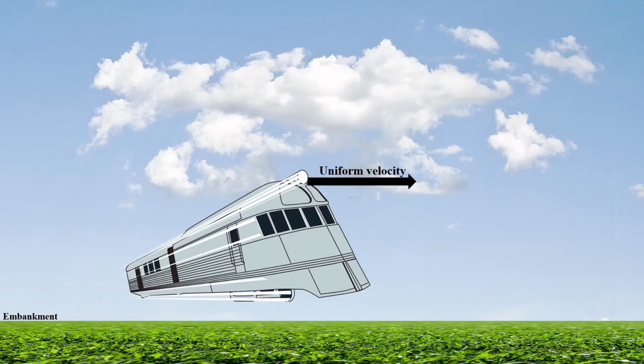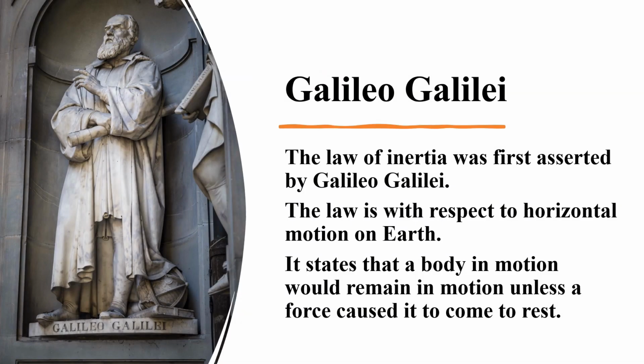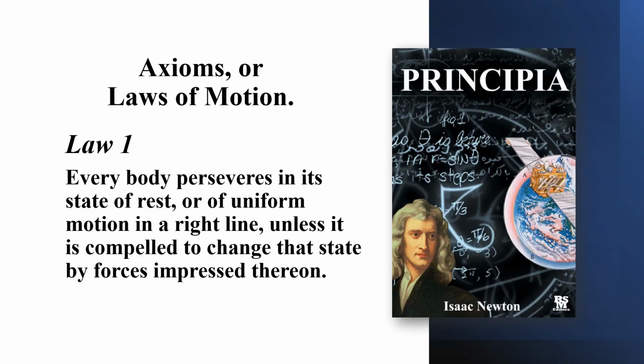The forthcoming Gedankenexperiments in this series will feature a train moving in a straight line with equal velocity, and its reference body or system of coordinates will be inertial or Galilean. What does that mean? The law of inertia was first asserted by Galileo. The law is with respect to horizontal motion on Earth. It states that a body in motion would remain in motion unless a force caused it to come to rest. Later, it was expressed by Newton as the first law of motion.